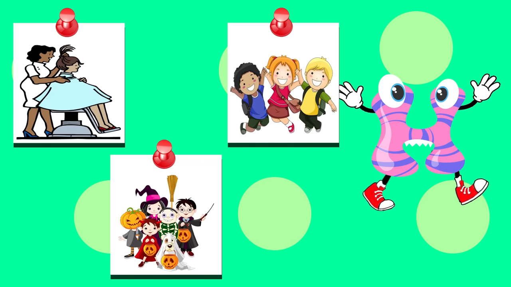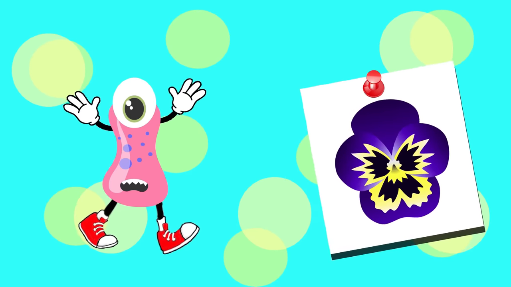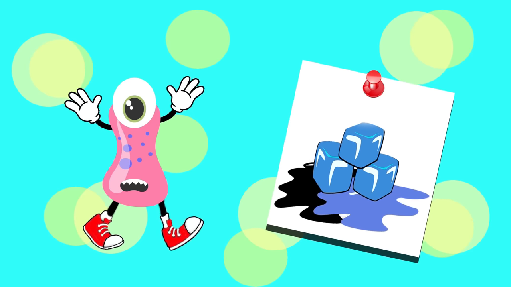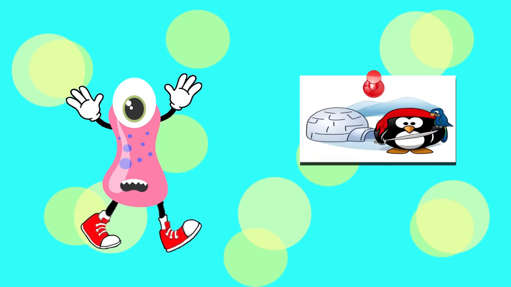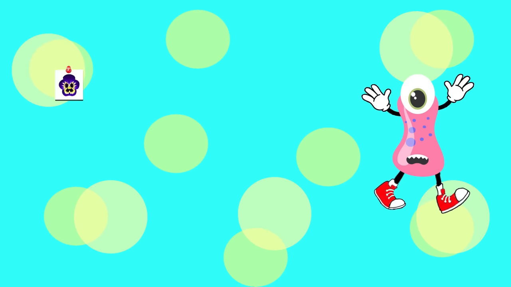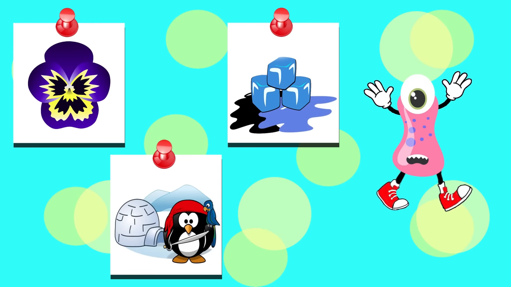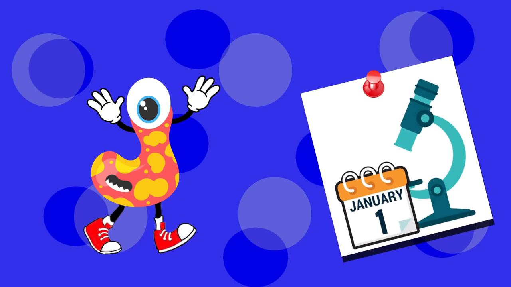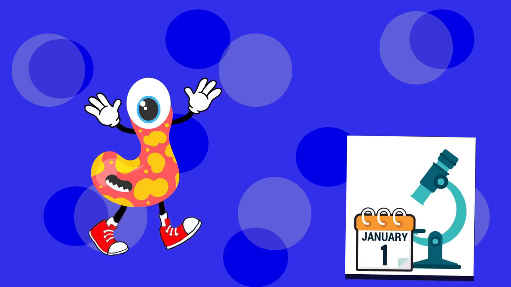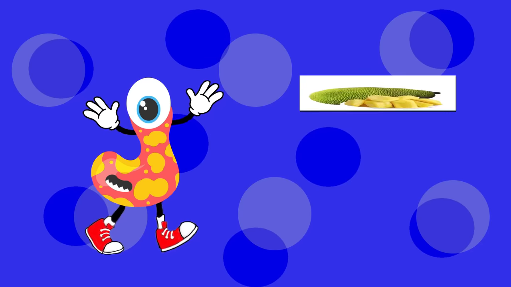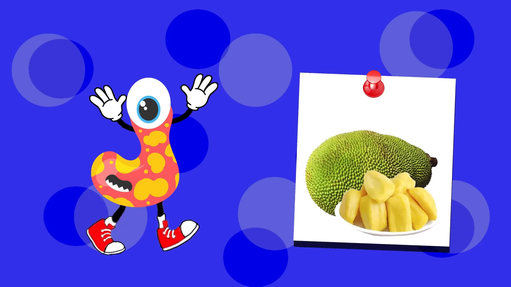I for indigo. I for eyes. I for igloo. J for January. J for jewelry. J for jackfruit.